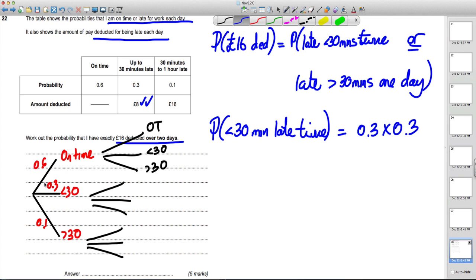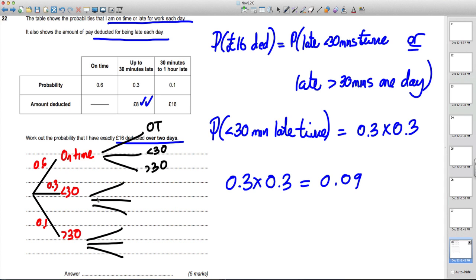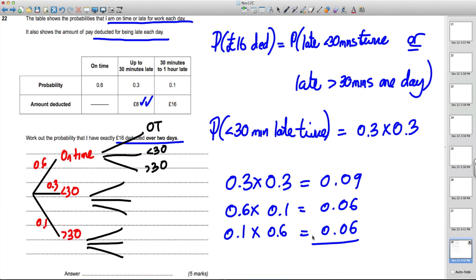I'm either late less than 30 minutes 2 days, so that would be 0.3 multiplied by 0.3, which is 0.09. Or I'm on time the first day and late more than 30 minutes on the second day, which is 0.6 multiplied by 0.1, which is 0.06. Or I'm late the first day, bigger than an hour, but then I must be on time the second day, so that would be multiplied by 0.6, which is 0.06. Add these up, and it would be 0.09 plus 0.06 plus 0.06, which is 0.21. And then I'd be done.